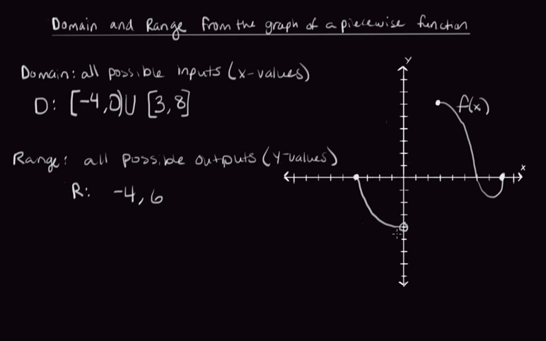Now let's look at which of those points are included. So -4 has an open circle, so that's not included, and we use parentheses. And then 6 has a closed circle, so we're going to use brackets. And that is how we find the domain and range from the graph of a piecewise function.